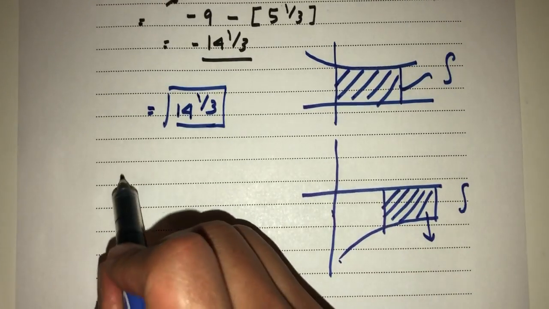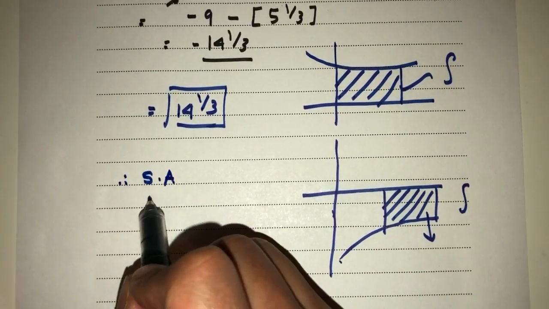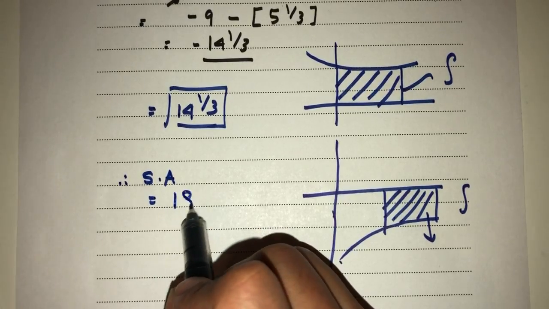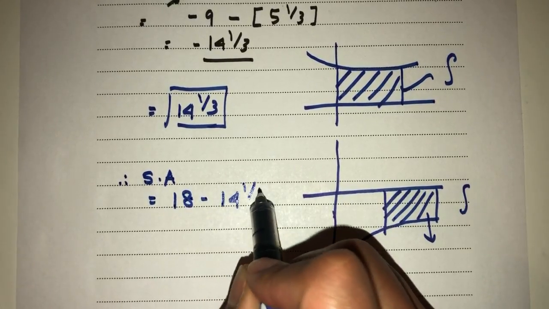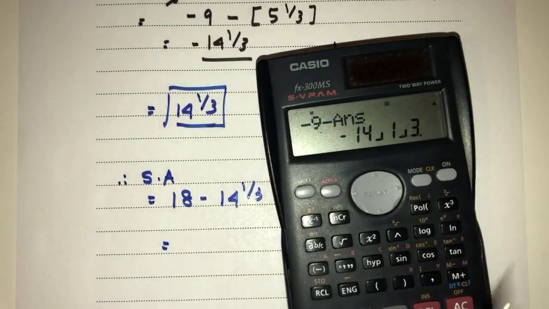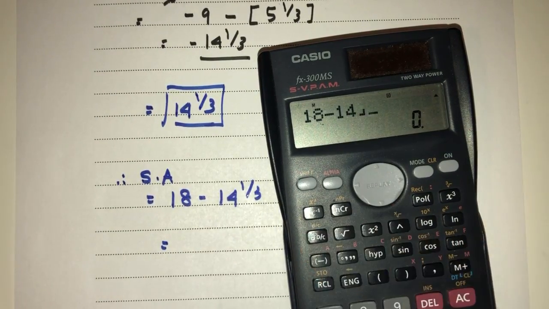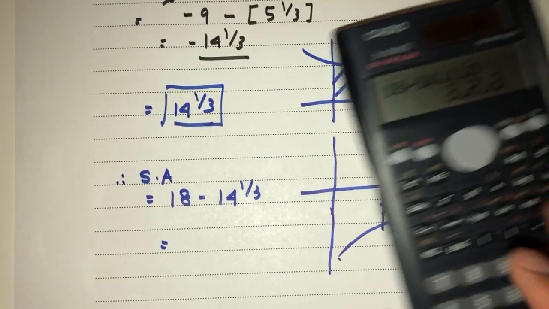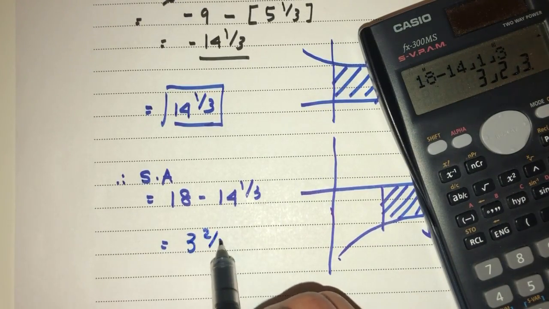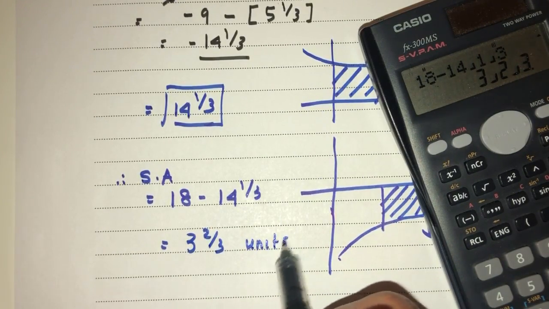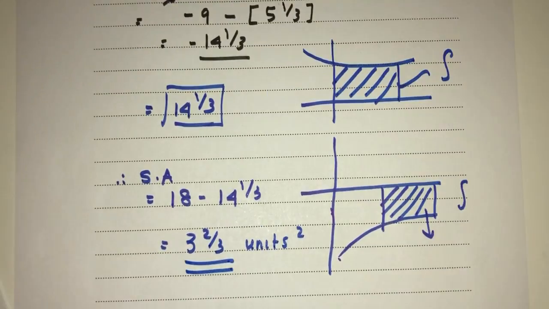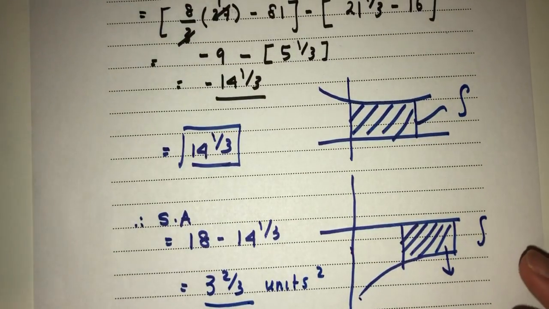Now finally, to find the shaded area, it is the area of the triangle, which is 18, minus 14, 1 over 3. 18 minus 14, 1 over 3. That should be 2 over 3 units squared as your area. And that is the last question of this paper.